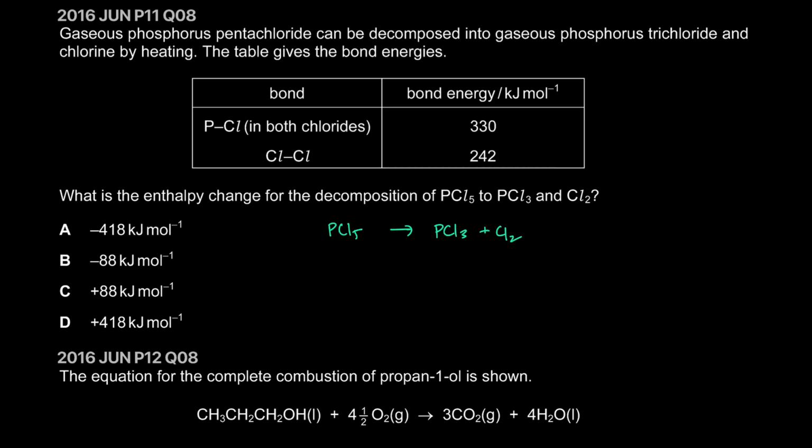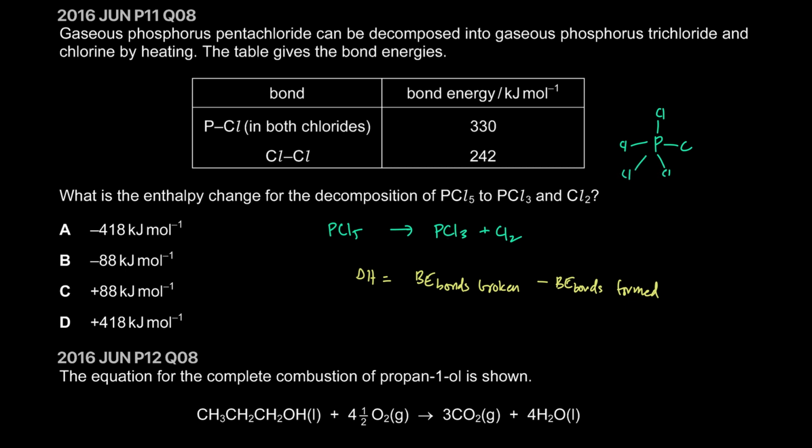So we know that the enthalpy change of a reaction in terms of bond energies is the bond energies of the bonds broken minus the bond energies of the bonds formed. Or we can say the bond energy of the reactants minus the bond energies of the products. Now, in PCl5 we have five P-Cl bonds, and what we're doing here is we're breaking 2 of these P-Cl bonds.